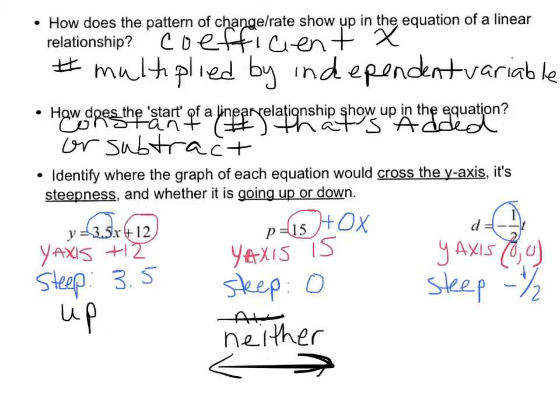And lastly, is this graph going up or down? Well, because the rate is negative, I'm going down 1/2 every time, so the graph's going down. Remember, a down graph, as you move left to right, it's going down.